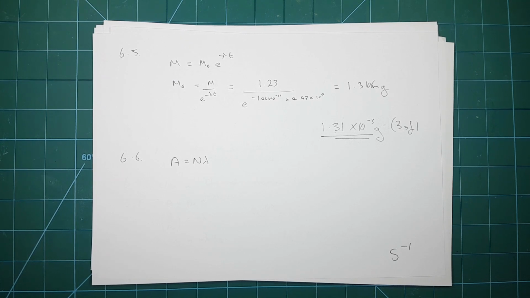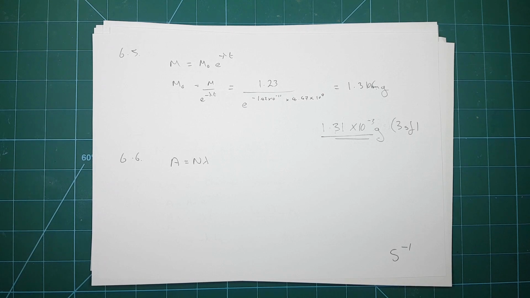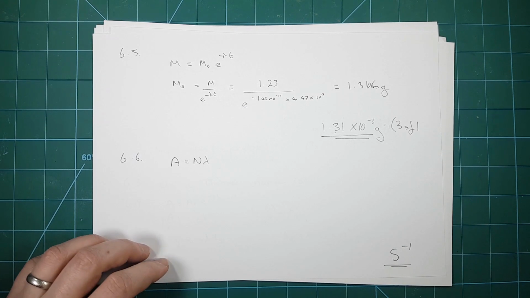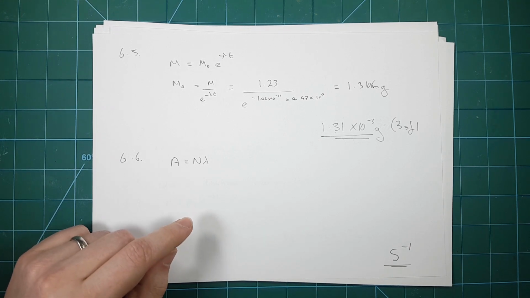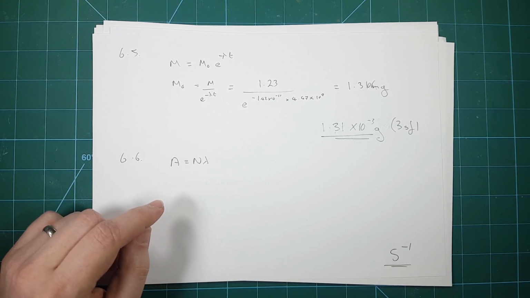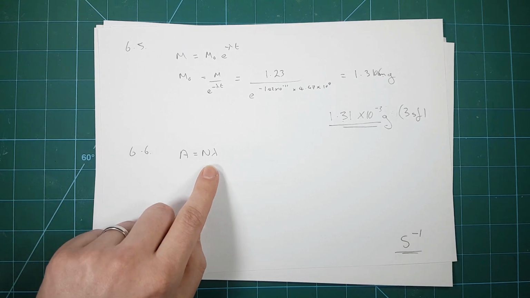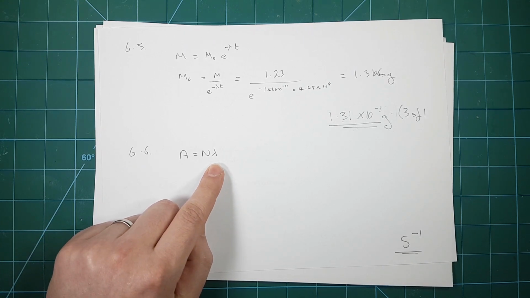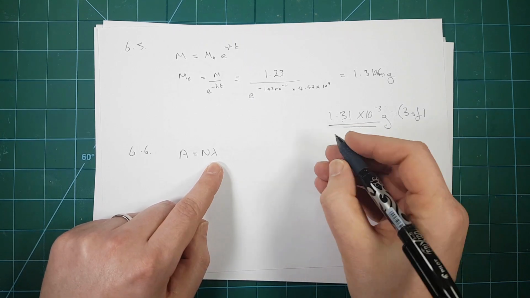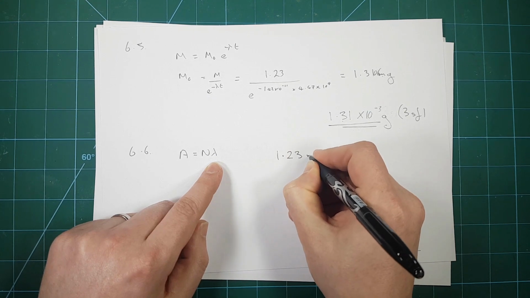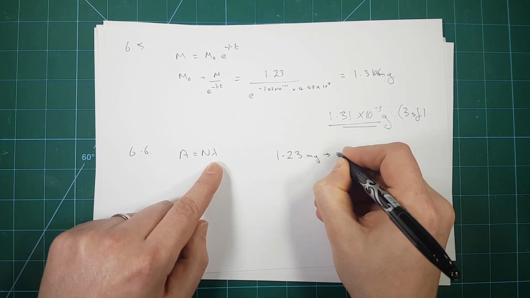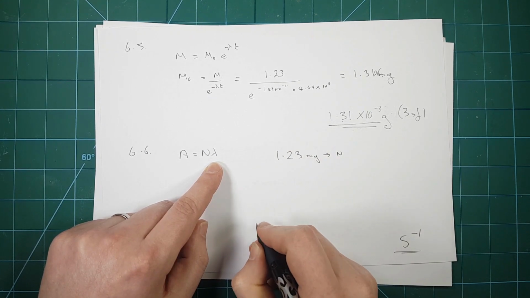In the mark scheme, they don't give any provision for doing it in counts per year, so make sure that your unit changes it to counts per second. So we've got to be careful because the activity, the decay constant here is given in per years. So first of all, we need to turn 1.23 milligrams into a number of particles.